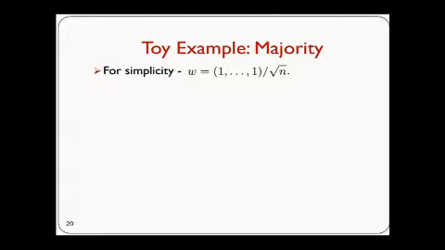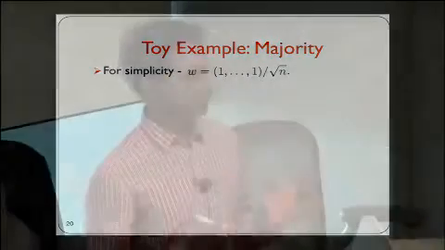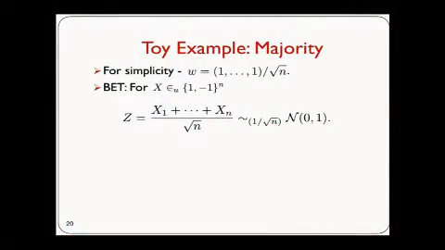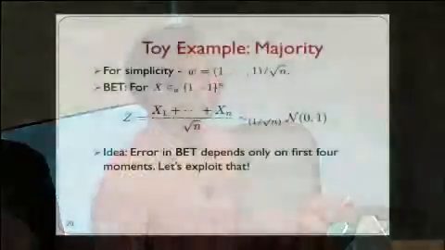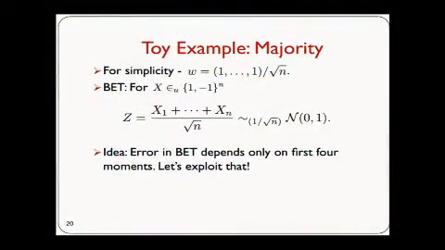And to describe our construction, for simplicity, I'll illustrate it for the case of majority, where the weight vector is basically the normalized all ones vector. And in this case, if you use the Berry-Esseen theorem directly, then for a random point x on the hypercube, the summation of the xi's is close to the standard Gaussian distribution with an error of 1 over square root n. And as I said before, the error depends only on the first 4 moments, and we'll try and exploit that.